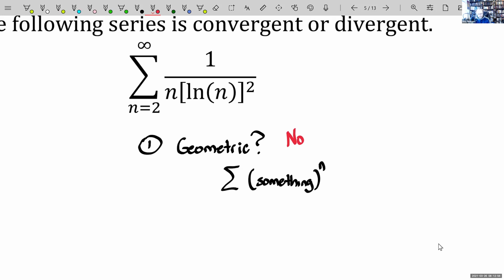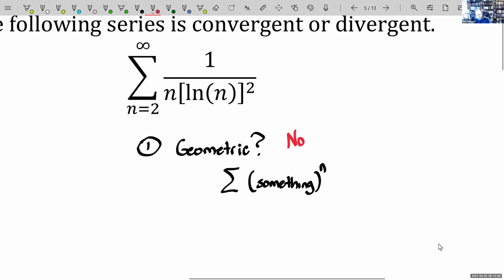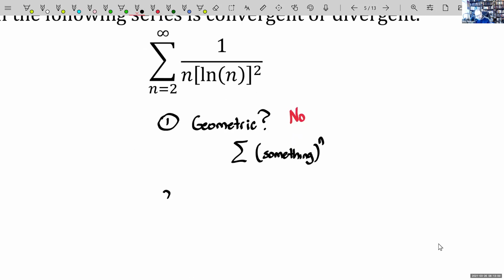But let's see. One other thing that we could do here: the divergence test. Again, I'm not just asking, is it convergent? I'm asking, is it convergent or divergent? So it's always worthwhile to ask, will the divergence test help out here? And I do think that it's important for me to just try it here because I need to showcase when the divergence test doesn't work.